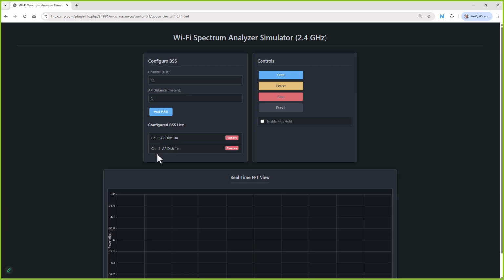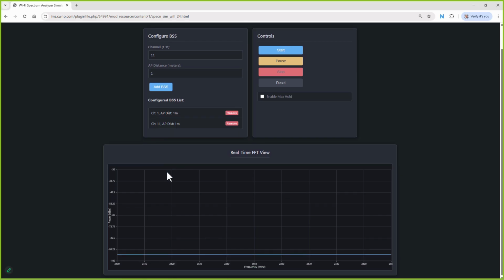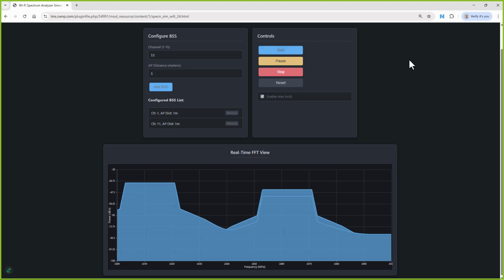In 2.4 gigahertz. Not quite. I could have one on channel 13 or 14, but we're going to deal with worldwide regulatory channel usage, right? So I've got one on channel 1, one on channel 11. My spectrum analyzer is 1 meter away from their antennas. Let's enable max hold, so we'll keep the maximum signal strength we've seen on the screen. And let's run our simulated spectrum analyzer.